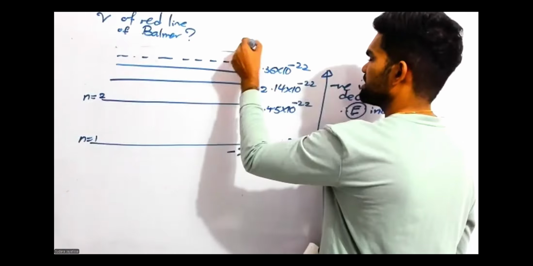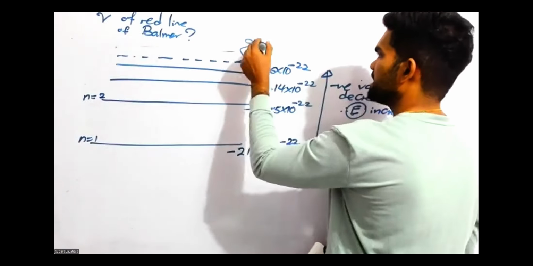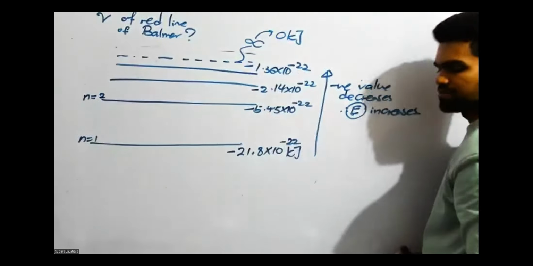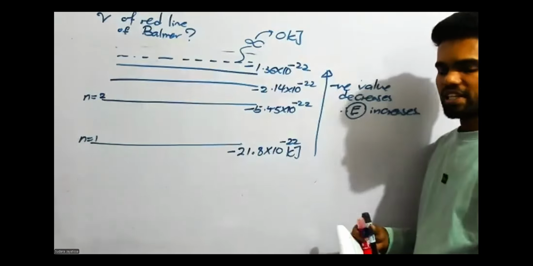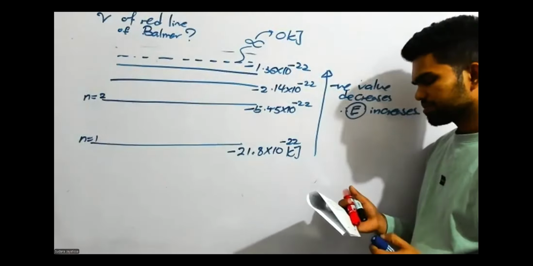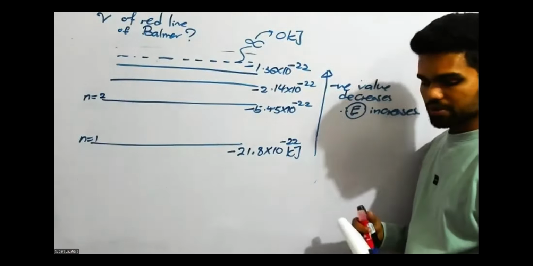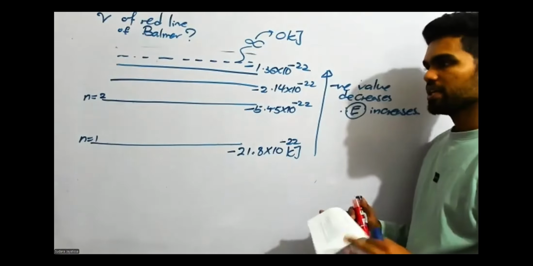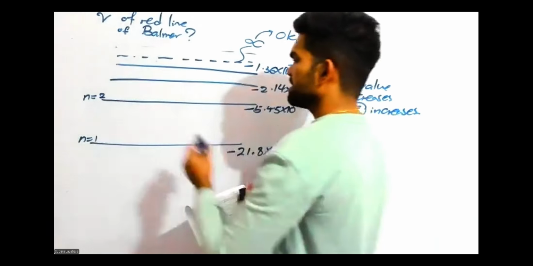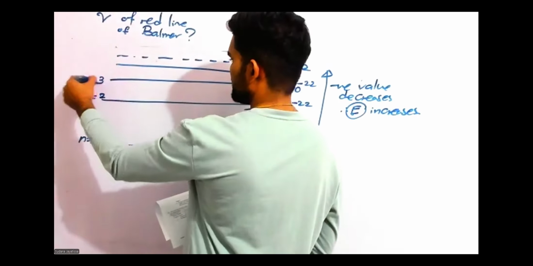Let's say this one is the energy of the infinite energy level. It is going to be 0 kilojoule. Remember that one: 0 is the energy of the infinite, outermost energy level. So now you need to understand this simple thing about energy level energy. I hope it is clear to you all.